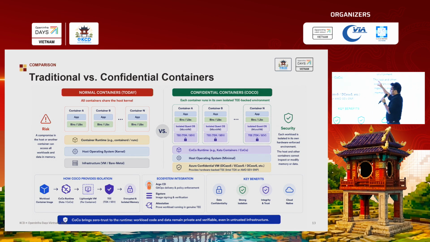The advantage we have here is that it runs on a separate micro VM. If you look here, each container will have its own micro VM. All the data we are processing will be encrypted. Not even the root, not even the admin can access it. And if anything gets compromised, the other containers will not be affected.